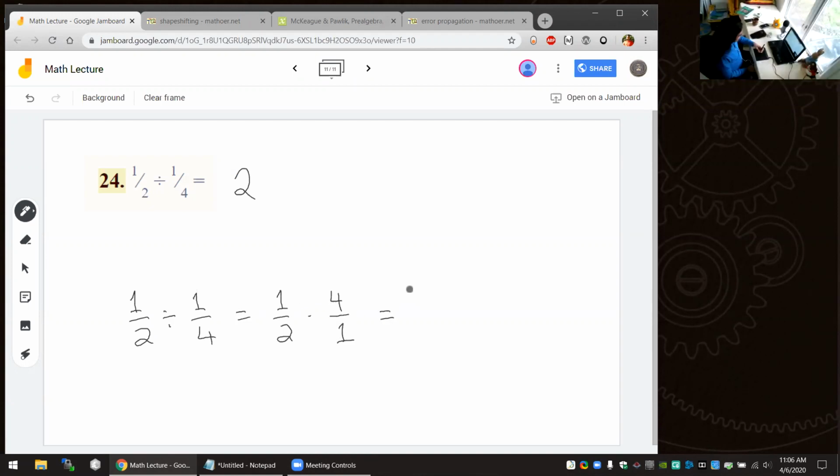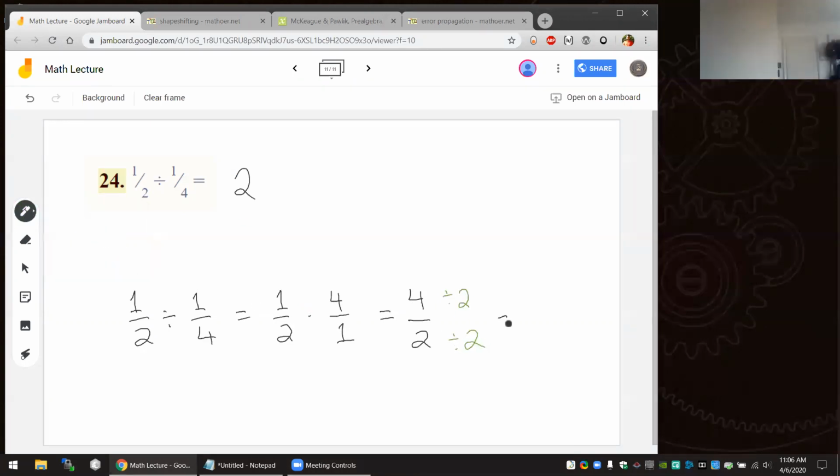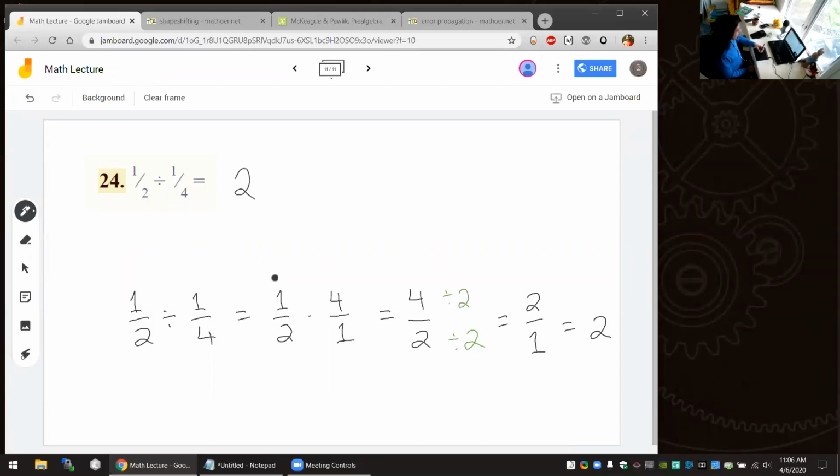Four times 1 is 4 going across the top. 2 times 1 is 2 going across the bottom. Now I need to reduce. Two over 1 is just 2. So it matches. It's just a lot more work than thinking about it carefully.